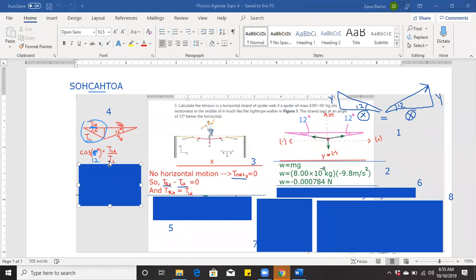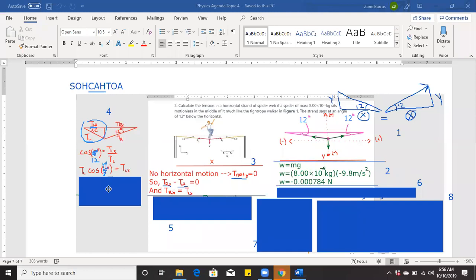Now, if I go further with this and try to get TLX by itself, all I would need to do is multiply TL to the other side. So now I know that TL times the cosine of, once again, that should be 12 degrees. Let me fix that. TL times the cosine of 12 degrees should be equal to TLX. All right?